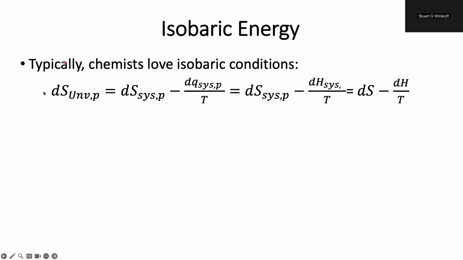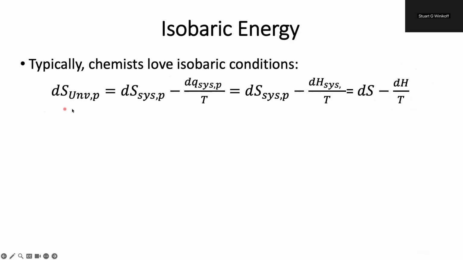So if we take our universal entropy, which again we can define based on the entropy of the system and the heat of the system, well, if I constrain this under isobaric conditions, I can go ahead and replace the heat with isobaric heat, which is just another way of saying enthalpy. So it turns out that we can determine the overall favorability based on the entropy of the system, the enthalpy of the system, and the temperature.